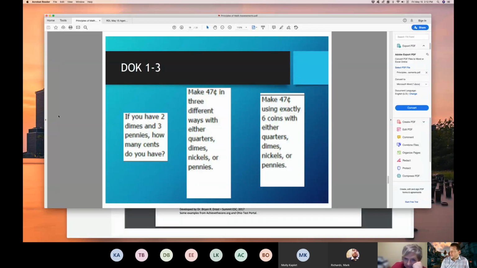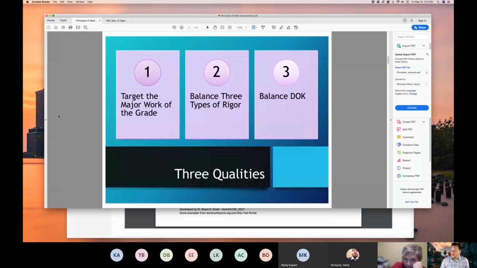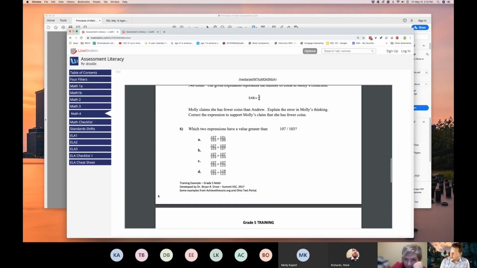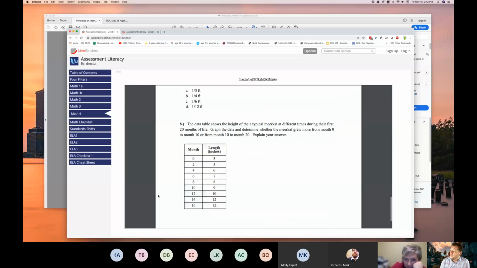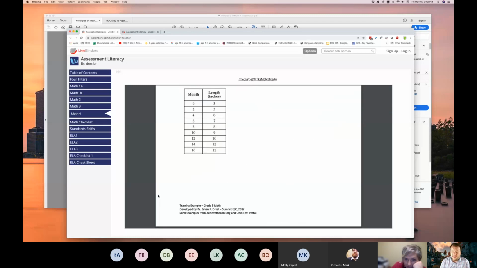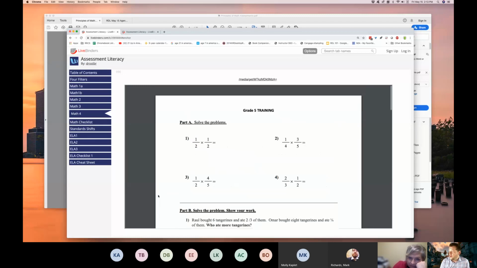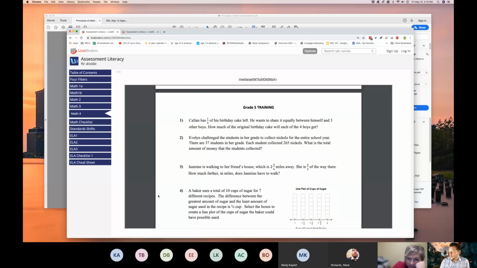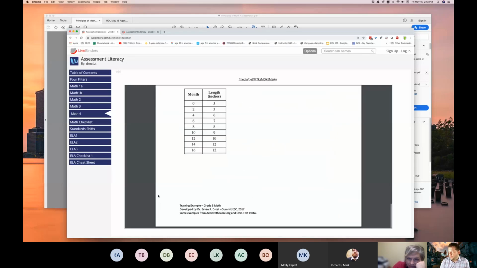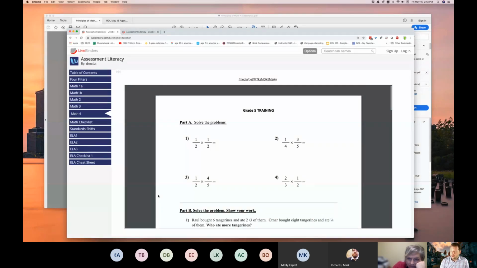Remember, our goal was to balance these 3 things: targeting the major work of the grade, balancing 3 types of rigor, and balancing DOK. So my question to you in the audience is, which one's the better math test? Is it the first one, which is all of page 1, or the second one, which is all of page 2 and part of page 3? Take a minute, go through, think about what we talked about, and decide which one you would argue is the better math test when it's all said and done.